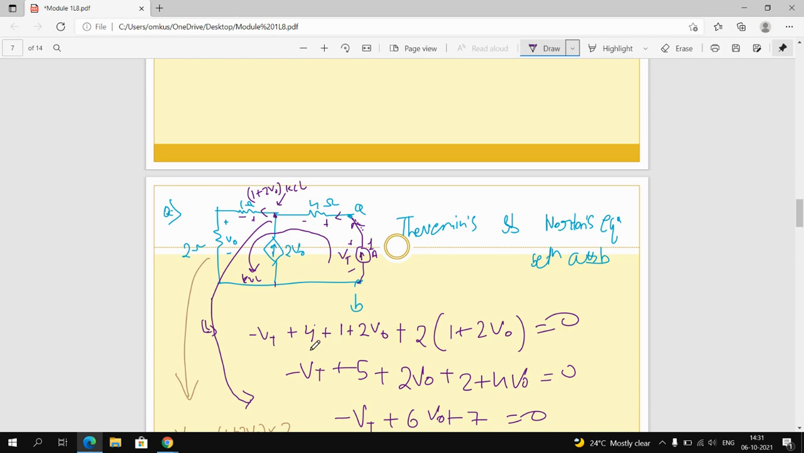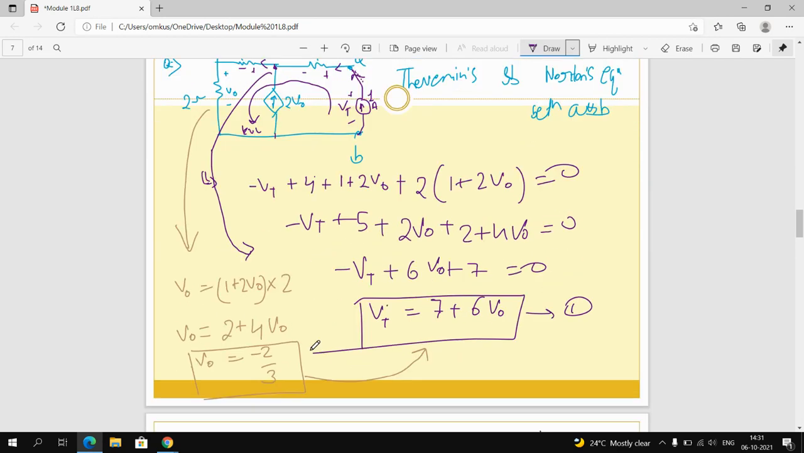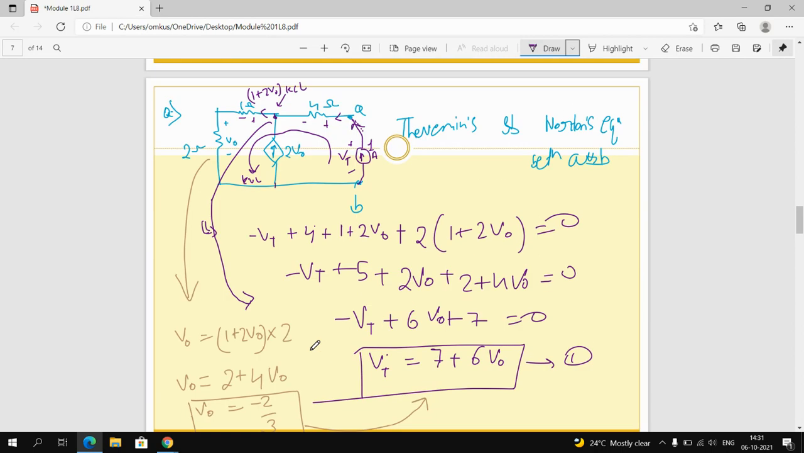Sir, how will we decide when we have to take a 1 ampere source or a 1 volt source across AB? Yes, it depends on the question.